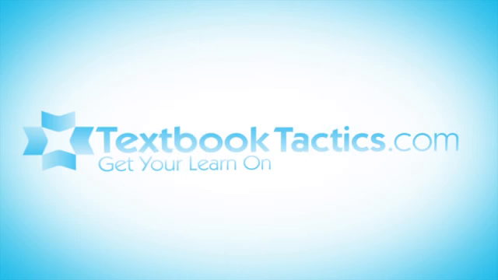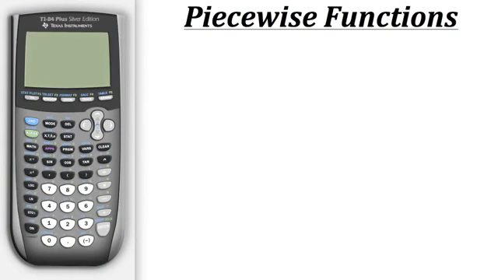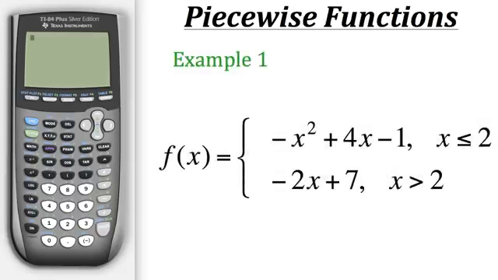This is a tutorial on how to use your calculator to graph piecewise functions. So let's start off with the first example. Here we have a function that equals negative x squared plus 4x minus 1 as long as x is less than or equal to 2. And it also equals negative 2x plus 7 whenever x is greater than 2.